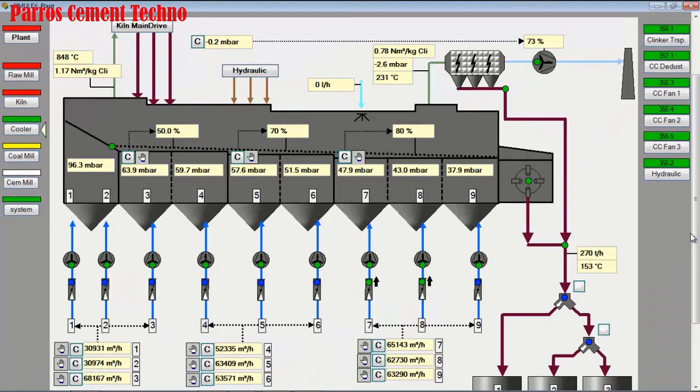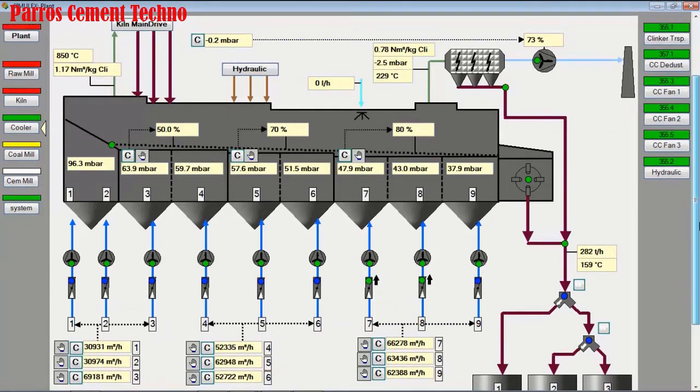Let's look at the operating parameters of the cooling system. Currently the kiln feed is 380 tons per hour, the air pressure for room 1 is 96 millibars and the speed of grate 1 is 50%. The air pressure in room 2 is 64 millibars. With the use of air for grate 1 alone is 1.17 normal cubic meters per kilogram of clinker.